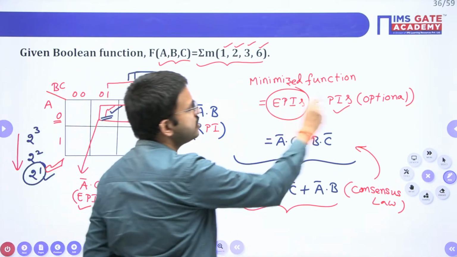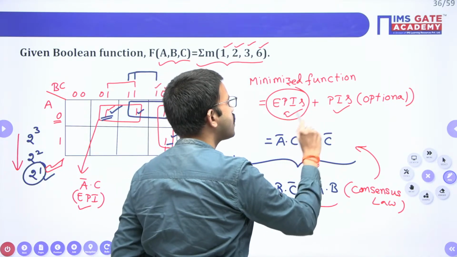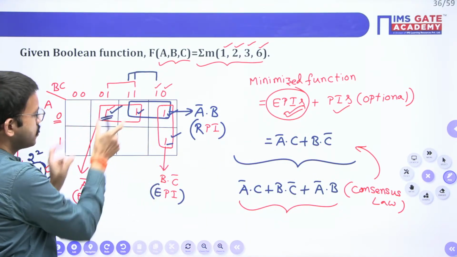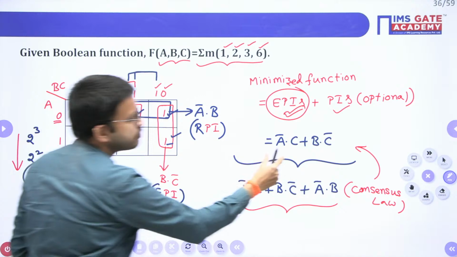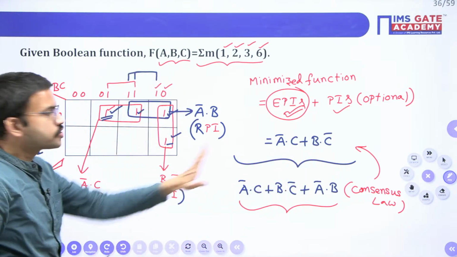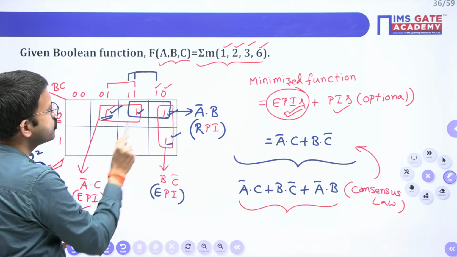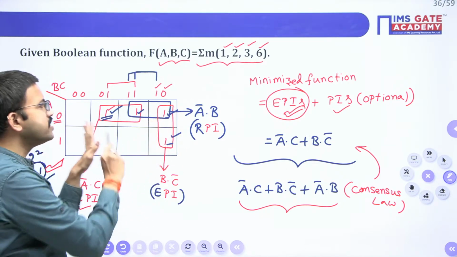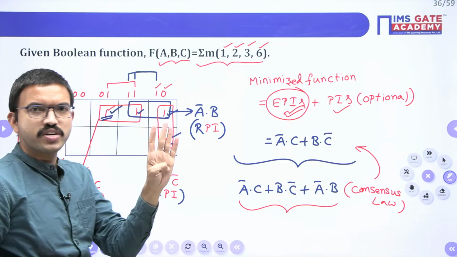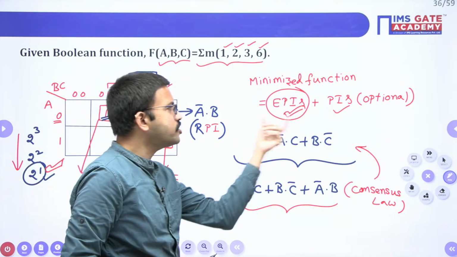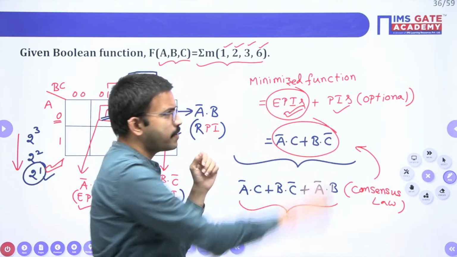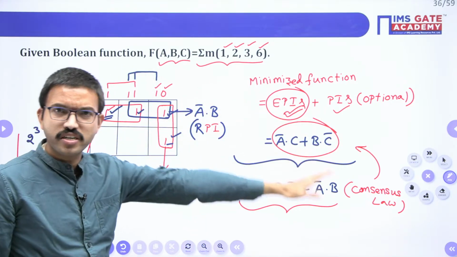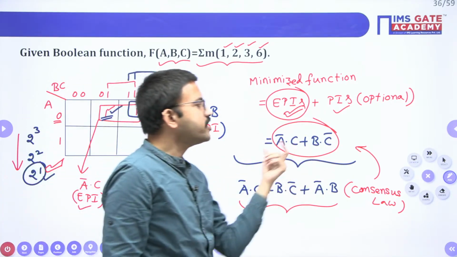Now in the minimized function, first I will focus on all the essential prime implicants. So here I got 2 essential prime implicants: A bar C and B C bar. With the help of this grouping, we covered these 2 ones, and with the help of this grouping, we covered these 2 ones. That means in this K-map, you have 4 ones in total. All the 4 ones we are able to cover with the help of these 2 essential prime implicants. So this particular term is not at all required, because you want to get the minimized function.